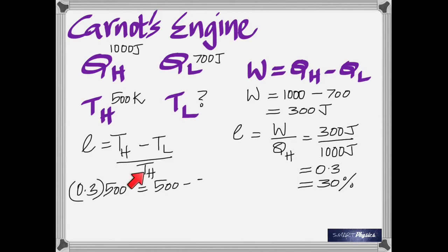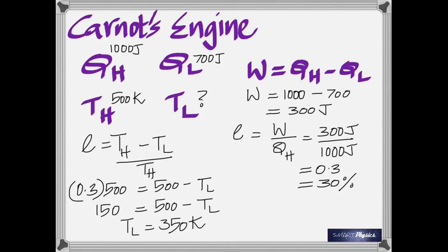And when you bring this TH over to the other side, you multiply, correct? So you get 150 is equal to 500 minus TL. Switch sides and you get TL is 350 Kelvin.